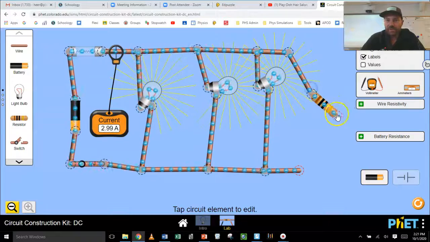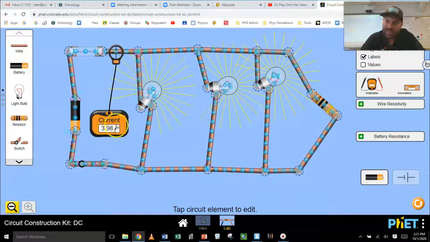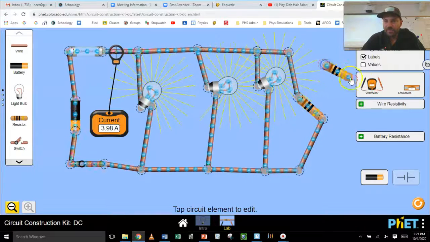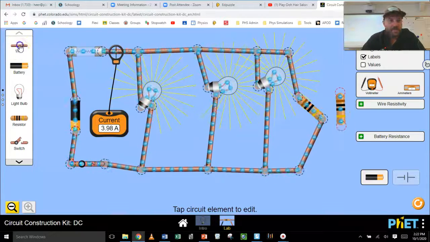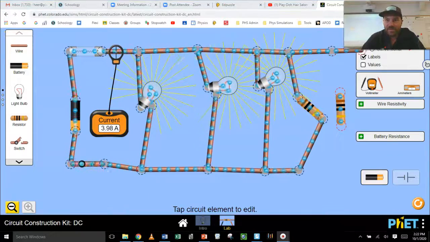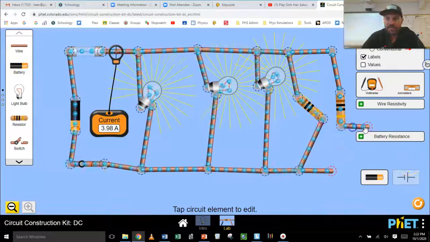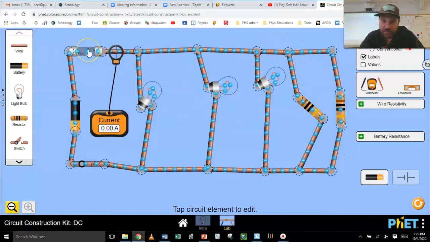So I'm going to plug in my blender, which is basically another resistor. Oh, I went to 3.98. If I plug in one more thing, uh-oh, that's not going to be good. My drawing's getting a little bit hairy here. Watch what happens if I plug in one too many things. I have a sneaking suspicion. Pop! My fuse blew.